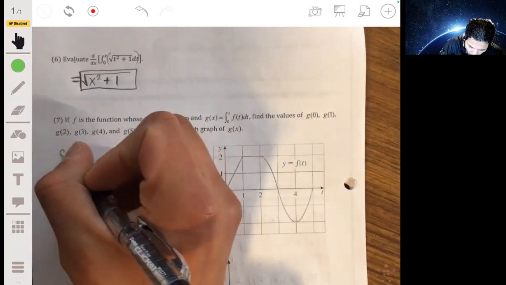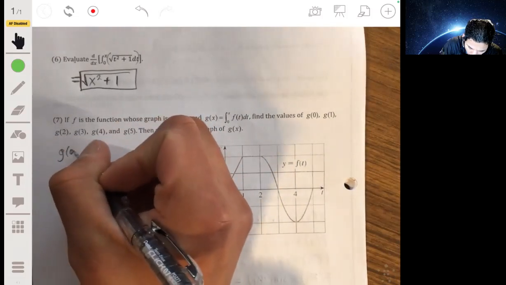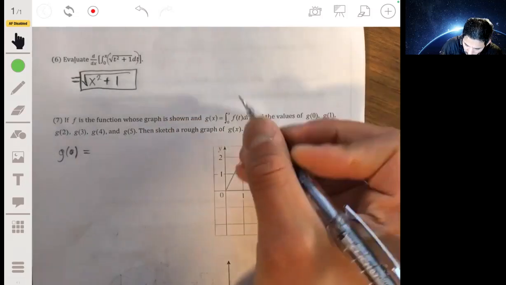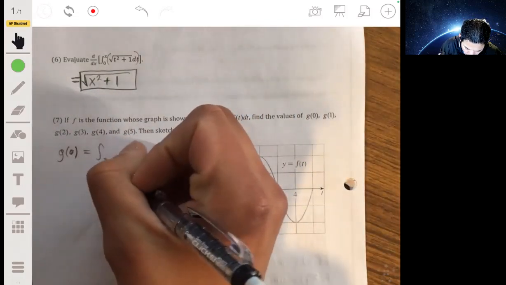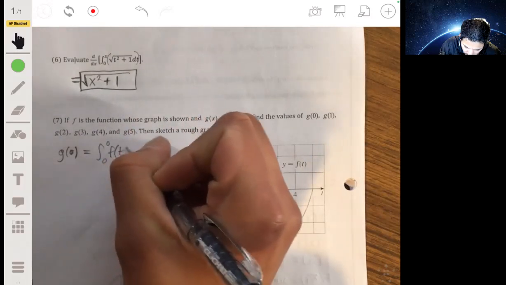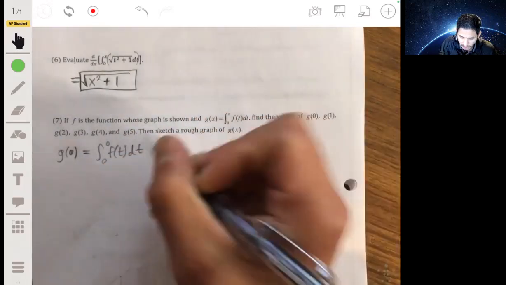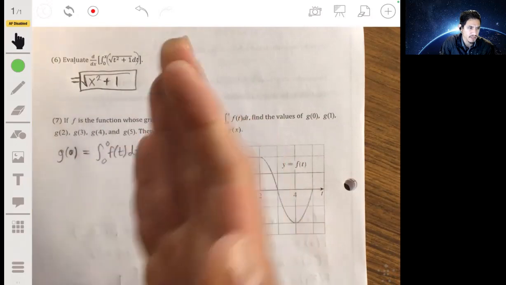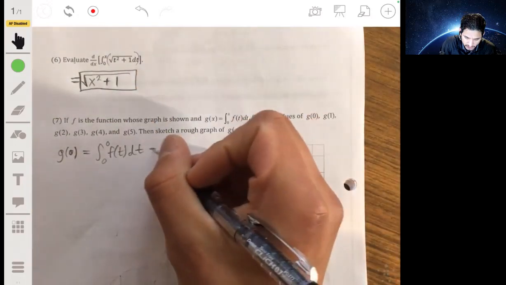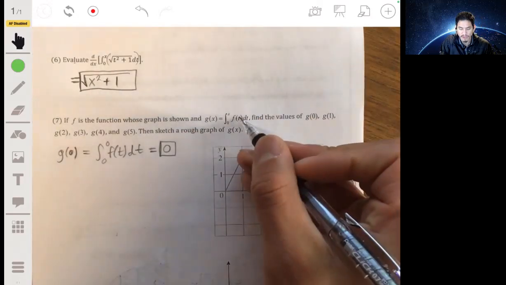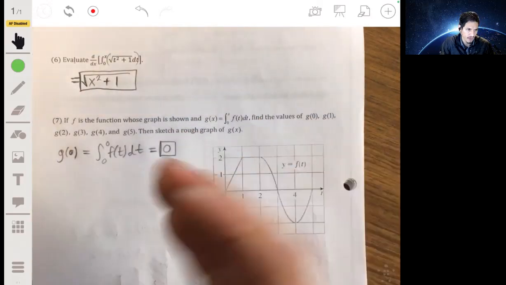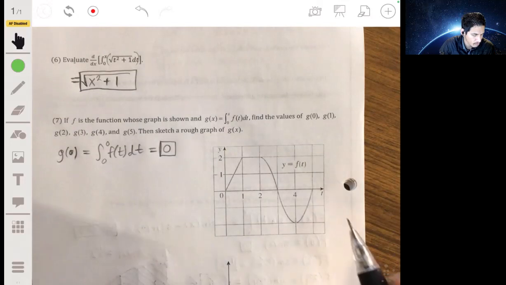g of 0 will be equal to the integral from 0 to 0 of f of t dt. Now there's no area underneath the same point, so this is just going to be 0. Now remember, we were not given the equation for f of t. This is why we're going to do this geometrically.